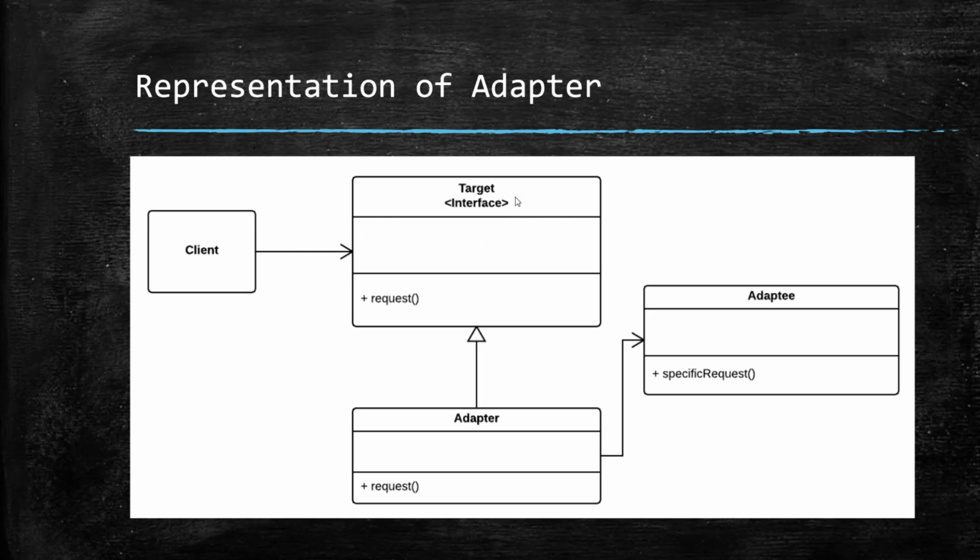In this diagram, the target is an interface, and it will have one method declaration. Then we can create an adapter class, which will implement the target interface, and it will also hold the adaptee class. In the request method, it will call the specific request method from the adaptee, so that way it will call the legacy code. Whatever response it receives, it will convert into whatever response the client application is expecting, and then return it back to the client application.